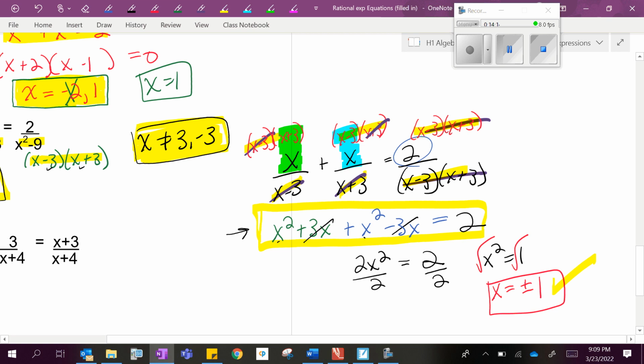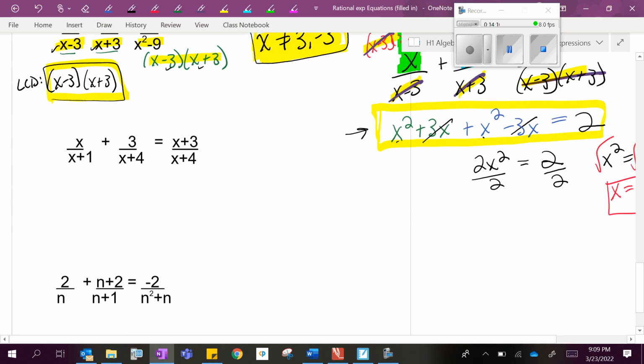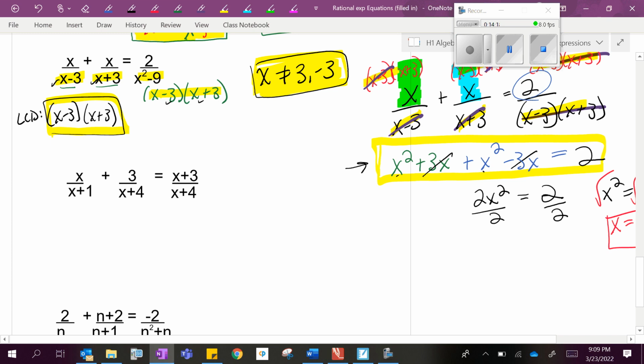Okay, let's try one more, or actually two more. So we look at this next equation, and we can see everything's already factored for us. So we know our domain restrictions, x cannot equal -1 and -4. And we know that our least common denominator is going to be x + 1 and x + 4. Those are the only factors we have.